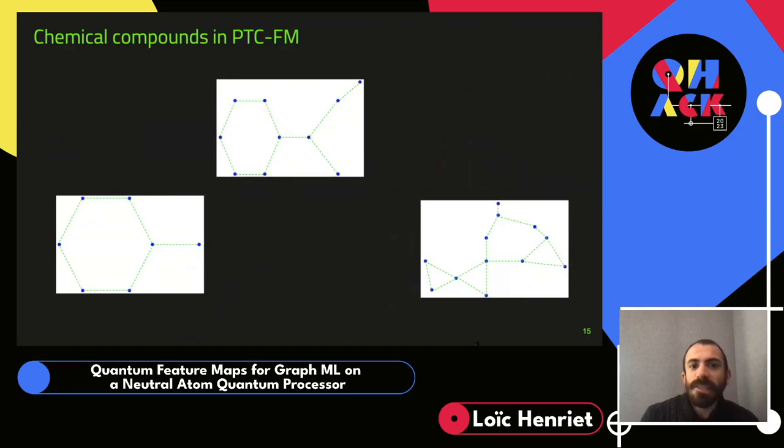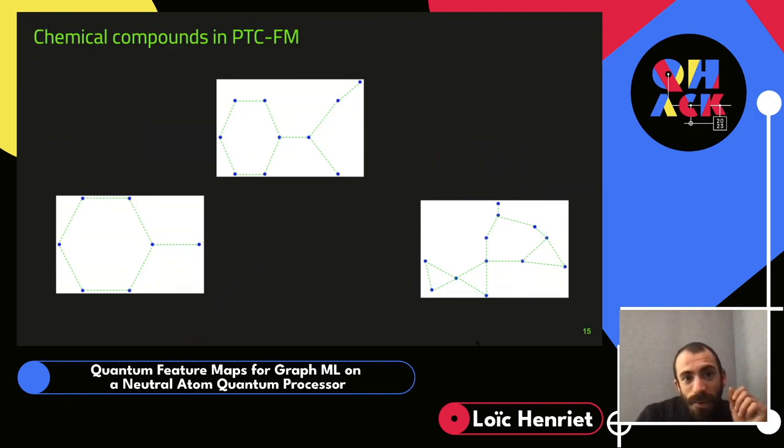In our case, the PTC-FM dataset is composed of chemical compounds, which are represented in the form of graphs. For each graph, the nodes correspond to the atoms of the compounds, and the edges indicate the chemical bonds between those atoms. The task is to predict the reactivity of the compound based on the graph structure. Is it harmless? Is it dangerous? In the original dataset, you have some node labels, but we discarded those in our study because we were not able to encode that information in the quantum processing. You can see examples of those compounds of the PTC-FM dataset on the screen.